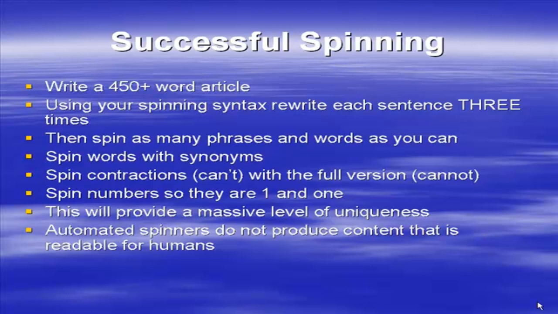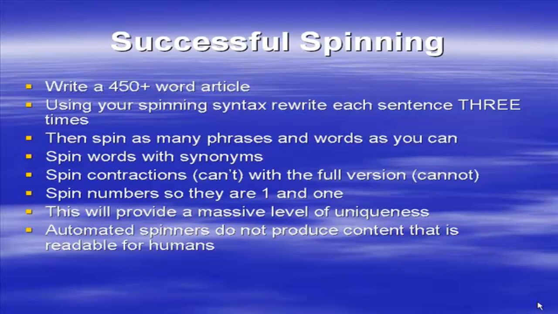So, for example, one niche that I've seen a lot of recently is, say, past life regression. Put that into an automated spinner and life and regression will be left alone. But past will be spun to previous, past and previous. And of course, previous life regression doesn't make sense. It's not the same thing. And there are many other examples like that.